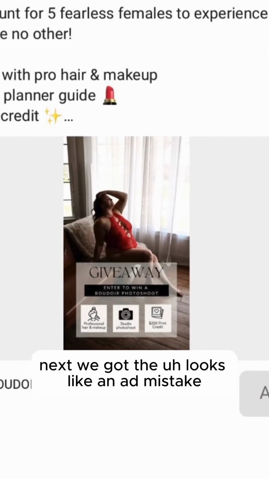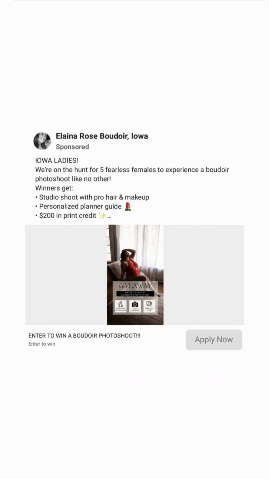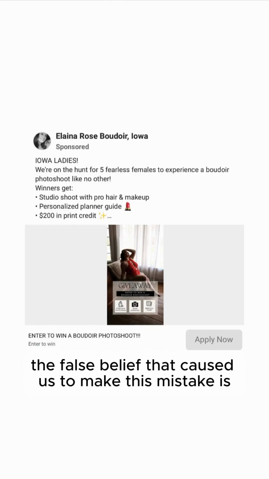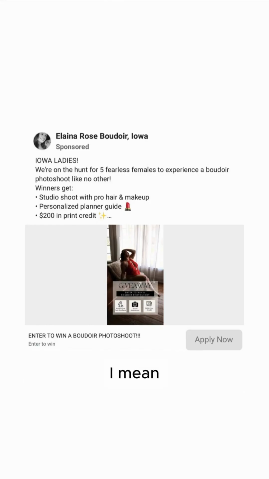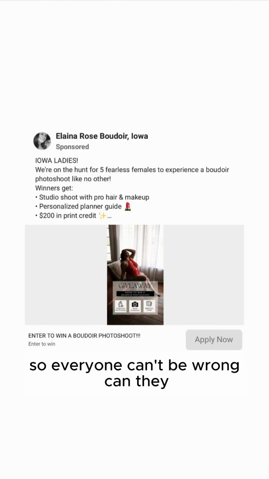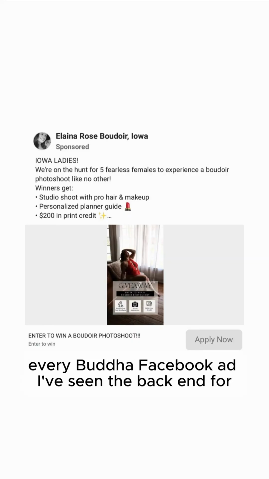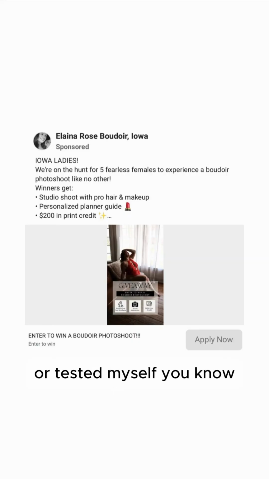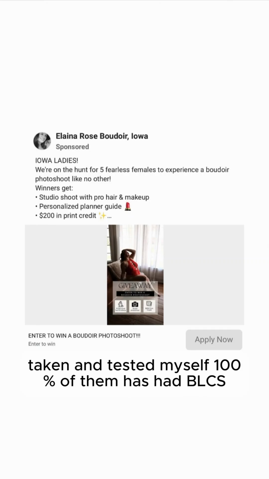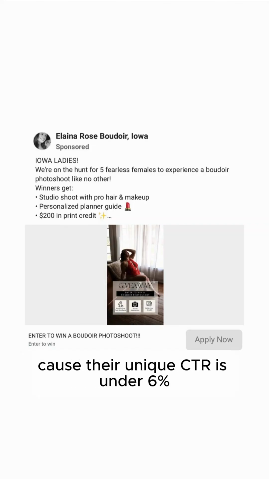Next, we got the looks-like-an-ad mistake. So we got our photo or ad creative looks like an ad. The false belief that causes us to make this mistake is, we see all the other Boudoir Facebook ads around us. They all look like ads. So everyone can't be wrong, can they? Well, every Boudoir Facebook ad I've seen the back end for or tested myself, 100% of them have had BLCS, Boudoir low click syndrome, because their unique CTR is under 6%.